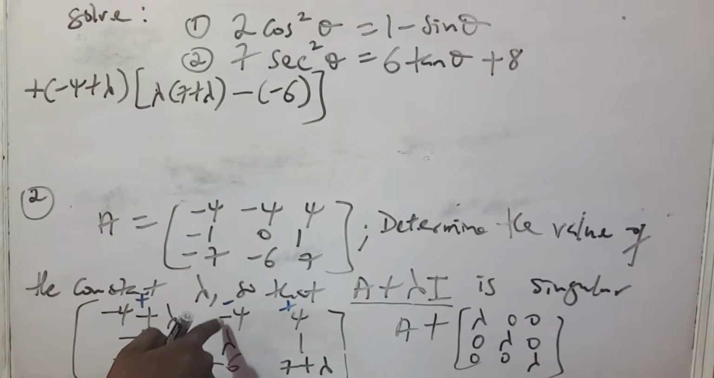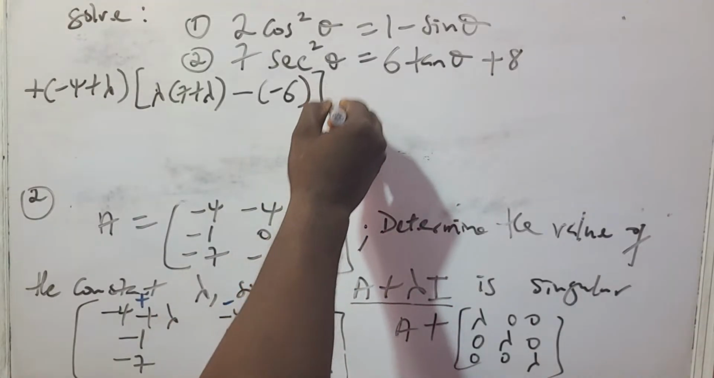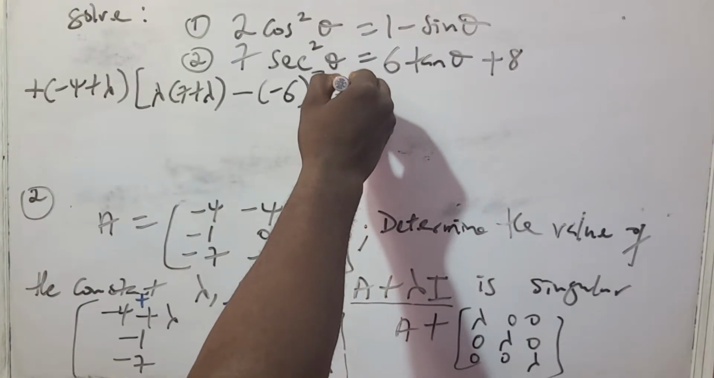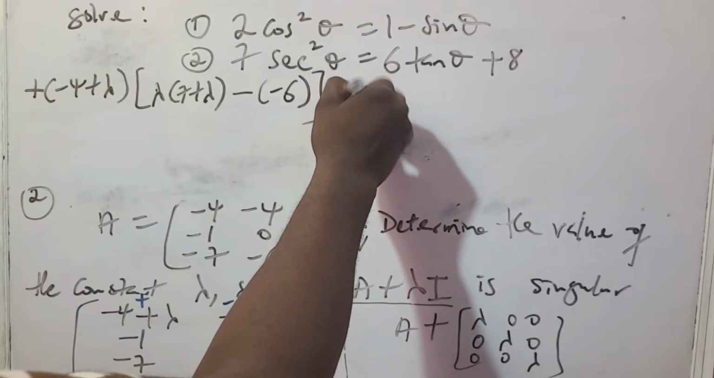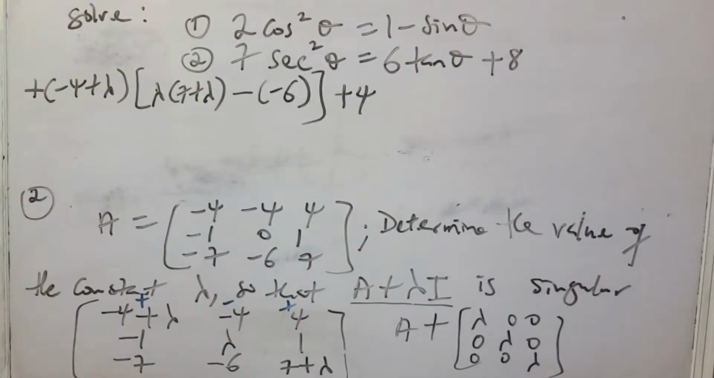Then we'll go on to do the next one. Look at it now. There is a minus here initially, then we have minus 4. So that will be minus times minus, so that will be plus 4. You understand? Minus times minus is plus. All right? So we have plus 4.